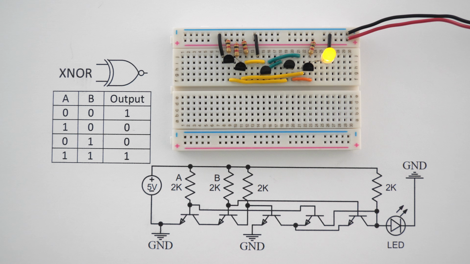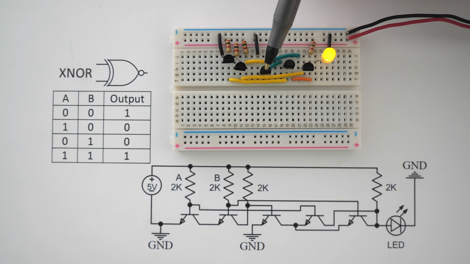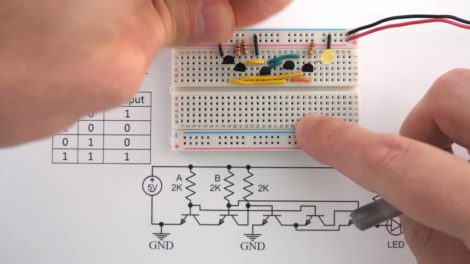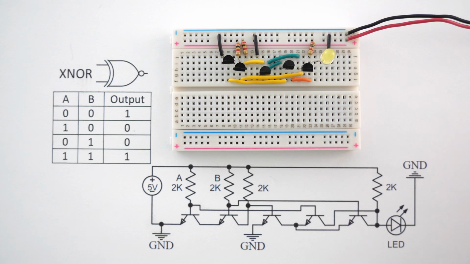Let's go through the logic of how this circuit is working. Right now we have inputs A and B turned on, which means all of the current from this positive 5-volt source is going to go to this ground, and this transistor is going to be turned off. If this transistor is off, that means none of the current from this positive 5-volt source can get to this ground, which means all of the current from this positive 5-volt source is going to go across this LED and into this ground.